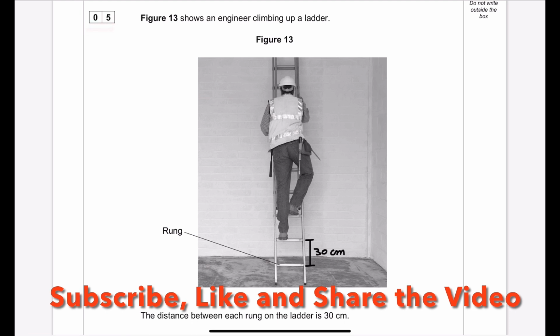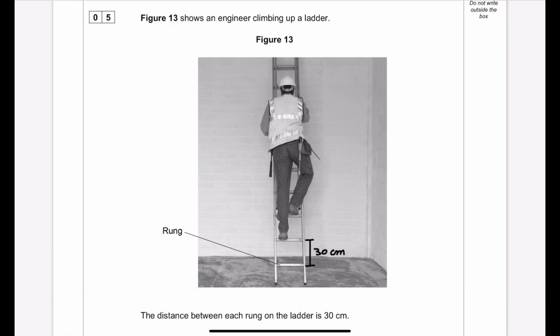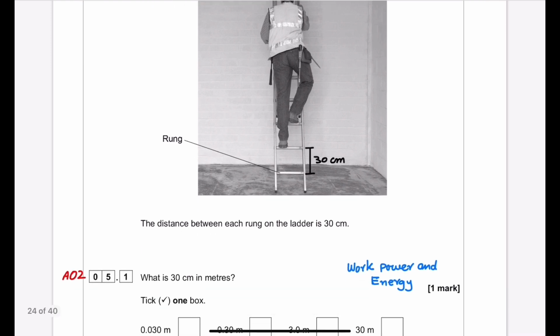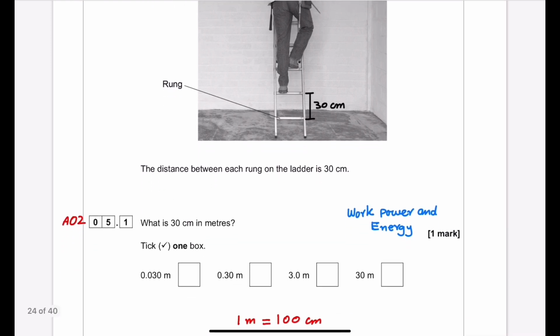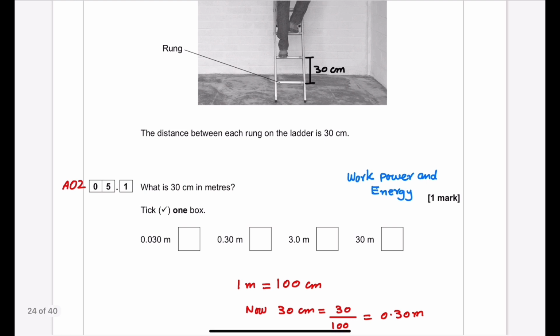Question number 5. Figure number 13 shows an engineer climbing up a ladder. The distance between each rung on the ladder is 30 centimeters, which is already mentioned. What is 30 centimeters in meters? It means we need to convert the centimeters into meters. We know that 1 meter is equal to 100 centimeters. The student needs to calculate the answer from centimeters to meters.